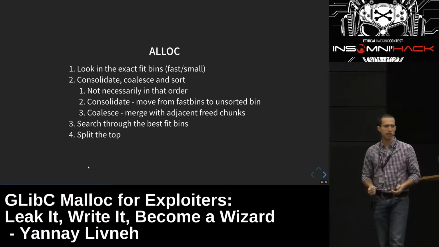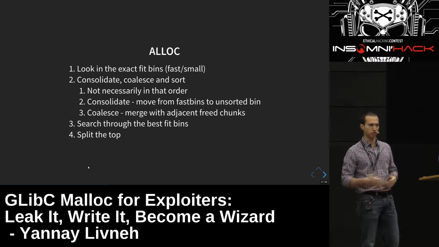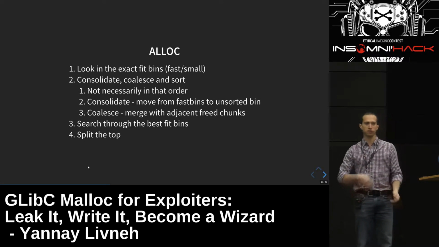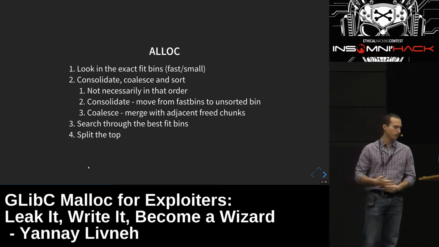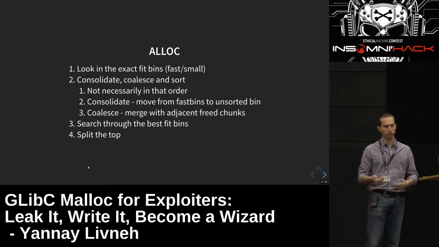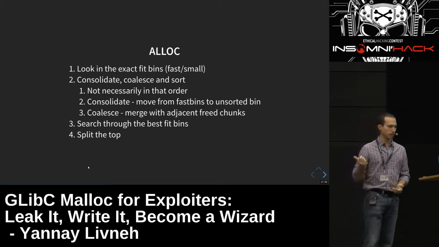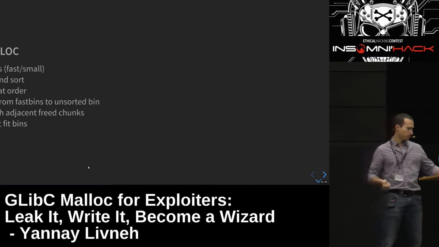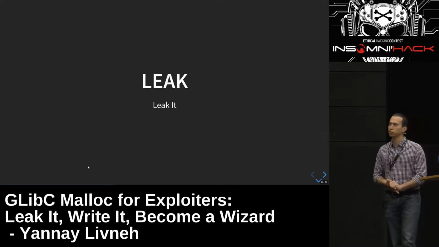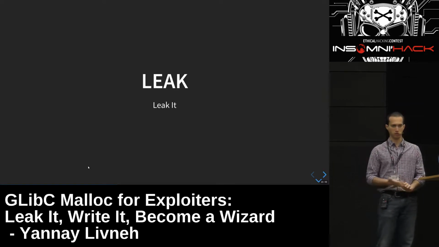Alloc is a bit more complicated, but what you're doing is looking for exact fit bins. If you don't find it, you start to merge it, coalesce it, throw it around, sort it, put it in the right bin, then you look again for exact fit, and if you cannot find exact fit, you look for best fit. If you don't find best fit, something that can serve the allocation request, you split the top, you split the wilderness. Okay, so that was the internals very briefly. If you really want to know more, you can read the code or GLibC Malloc internals.